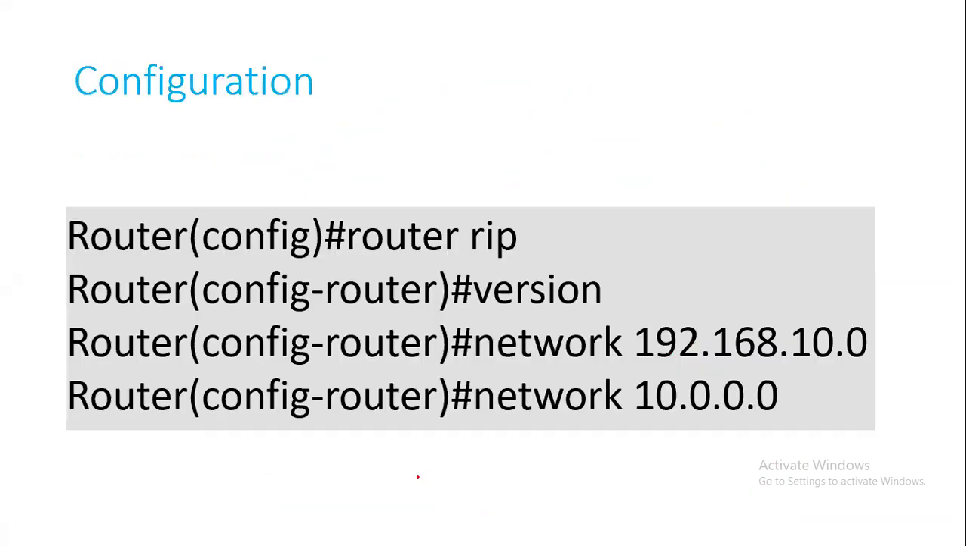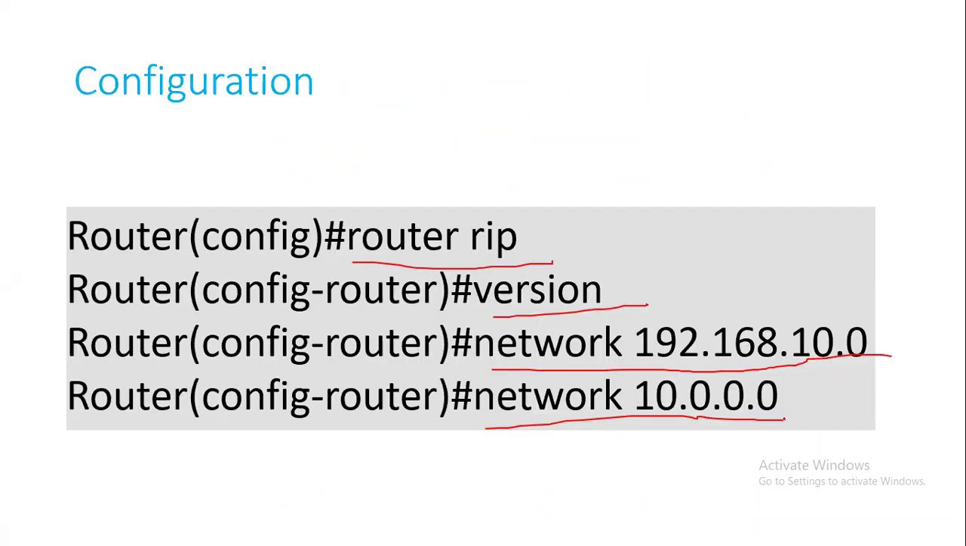Okay, so here the configuration part is very simple. You will use the router rip command, then you will define version 1 or version 2. If you are not defining any version, by default it is taking version 1, and you need to focus on the network part.